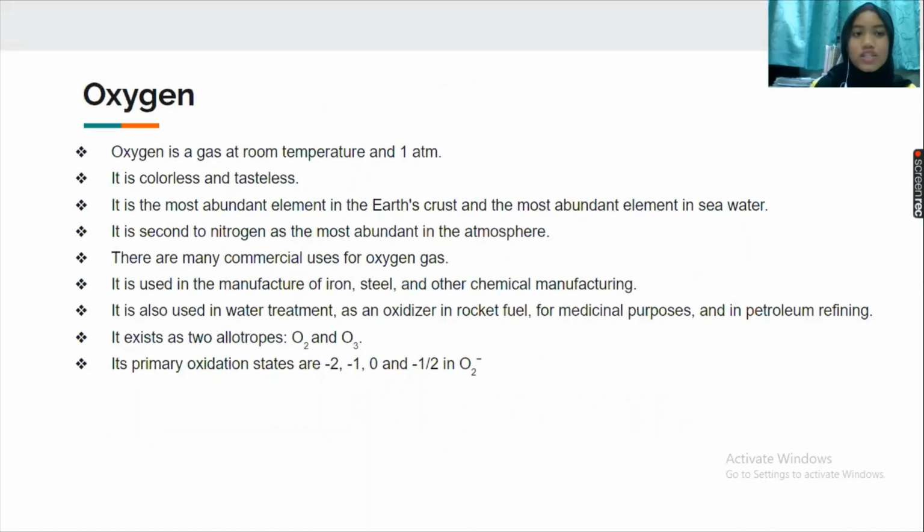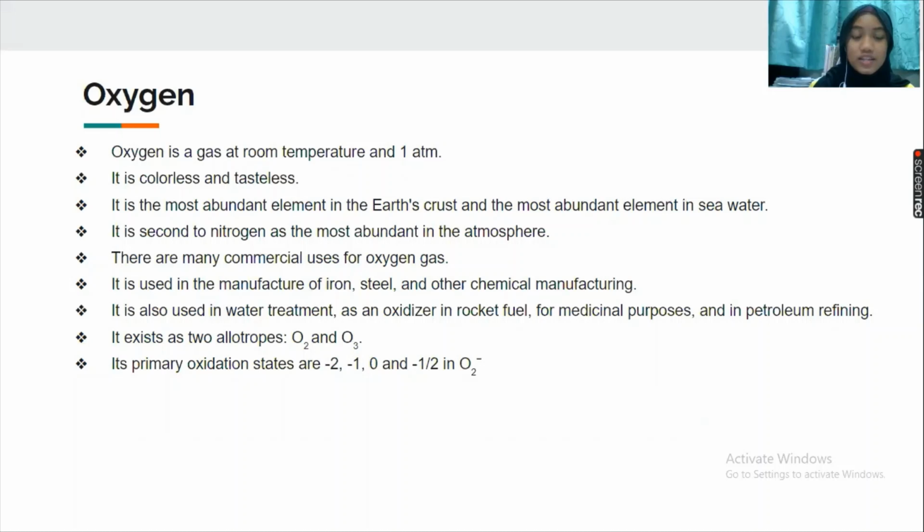Oxygen. Oxygen is a gas at room temperature and 1 atmosphere pressure. It is colorless and tasteless. It is the most abundant element in the earth's crust and in seawater. It's second to nitrogen as the most abundant in the atmosphere. There are many commercial uses for oxygen gas. It is used in the manufacture of iron, steel, and other chemicals. It is also used in water treatment, as an oxidizer in rocket fuel, for medicine purposes, and in petroleum refining.